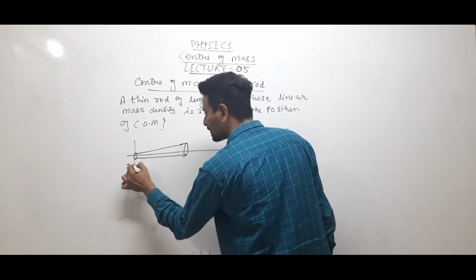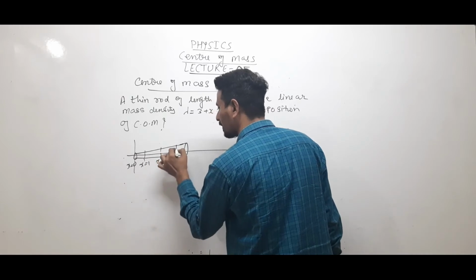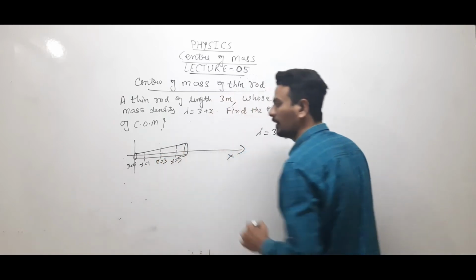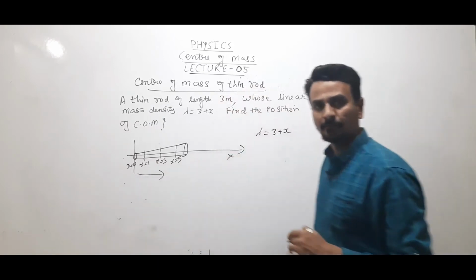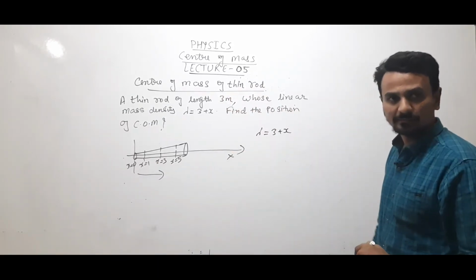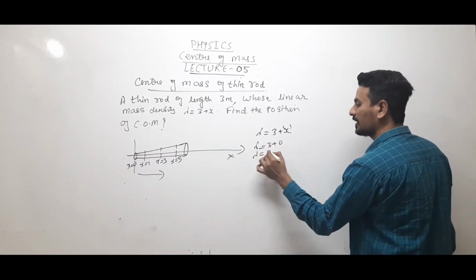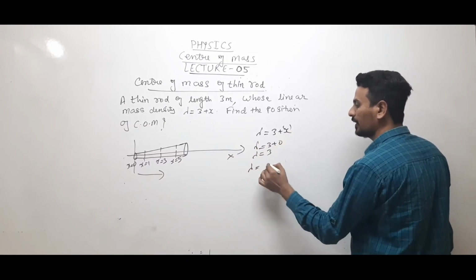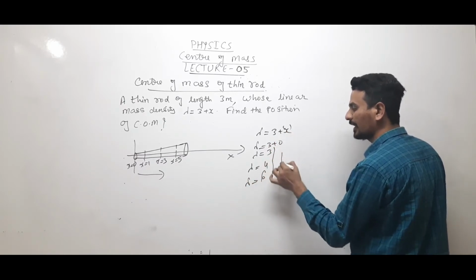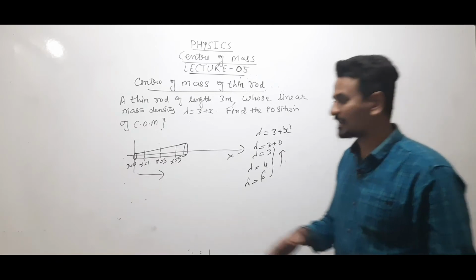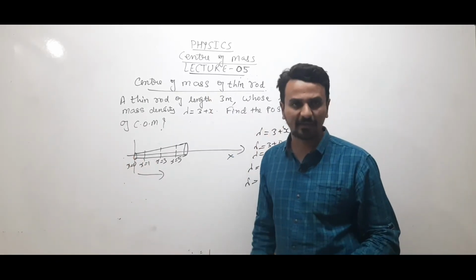This is x equals 0, x equals 1, x equals 3, x equals 5. I am taking any values, right? As you move from the origin along the x-axis, x goes on increasing. Substitute here: at x equals 0, lambda is 3; at x equals 1, lambda is 4; at x equals 3, lambda is 6. So lambda goes on increasing as you move from the origin along the x-axis.